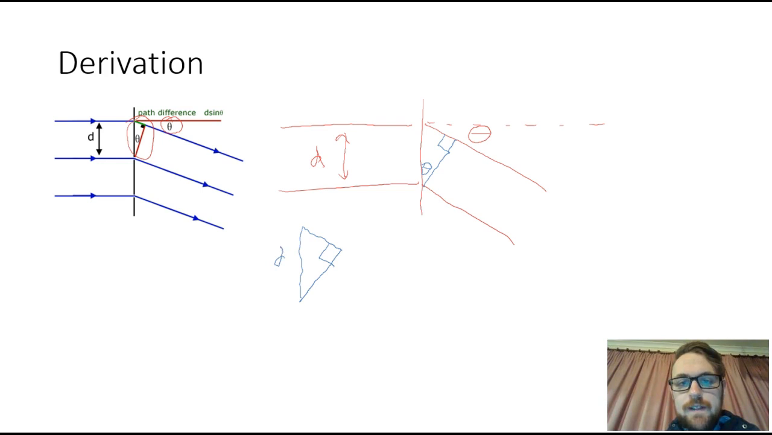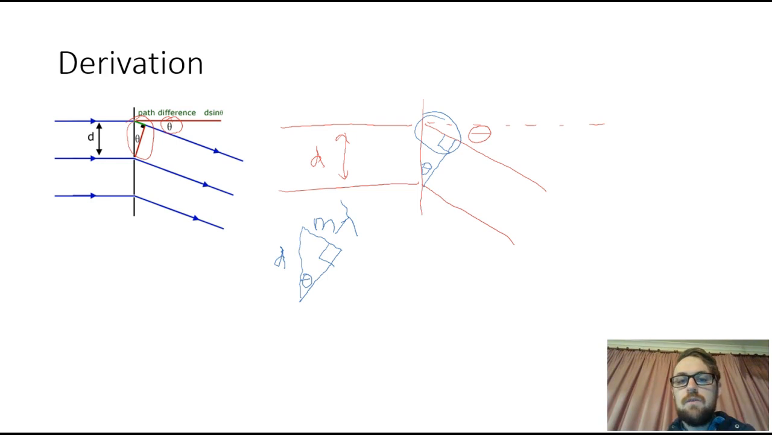The length of this side is d. This angle is theta. And what we also know is that the difference between these paths, because we're looking at an angle where there's a maximum occurring, only occurs when the difference between the paths is m lambda. We had a look at that last time. That's called the path difference. When this happens, we see a maximum.